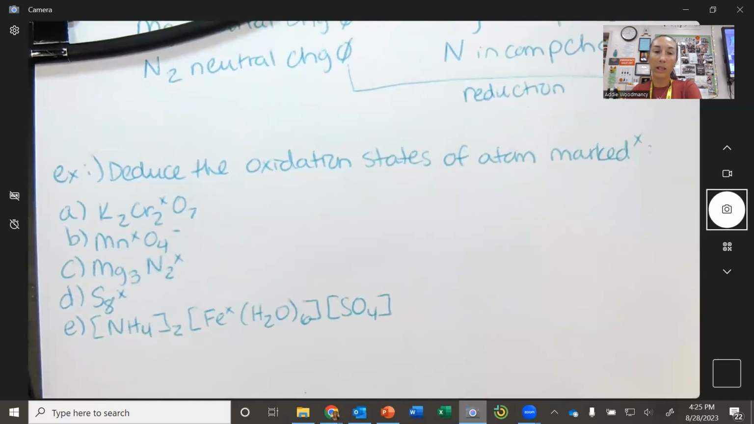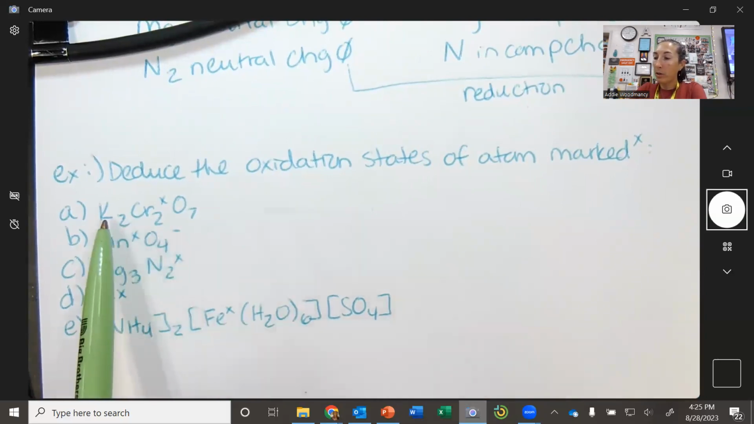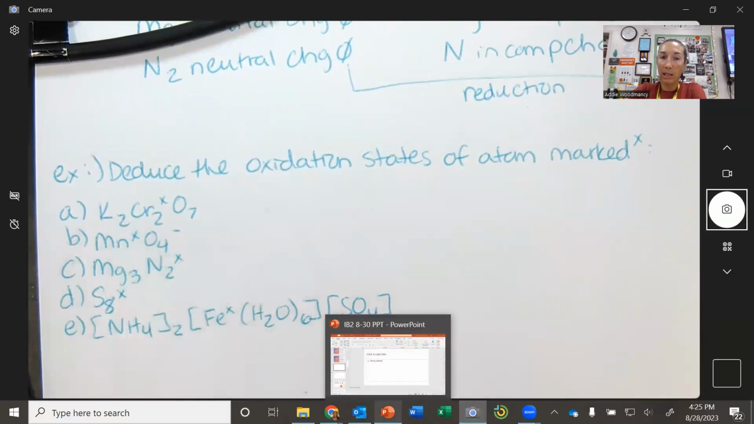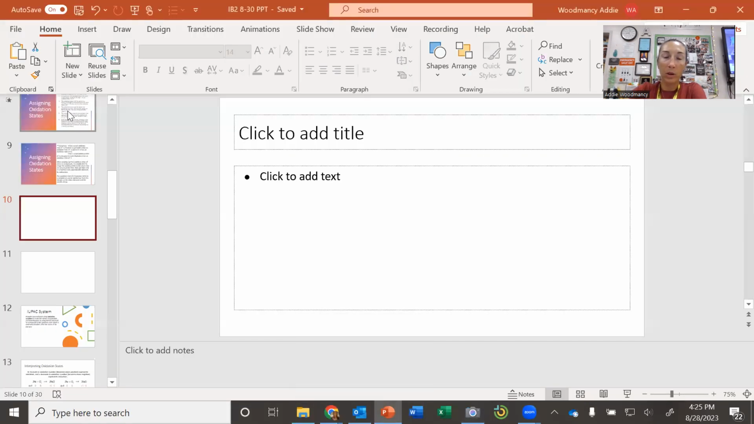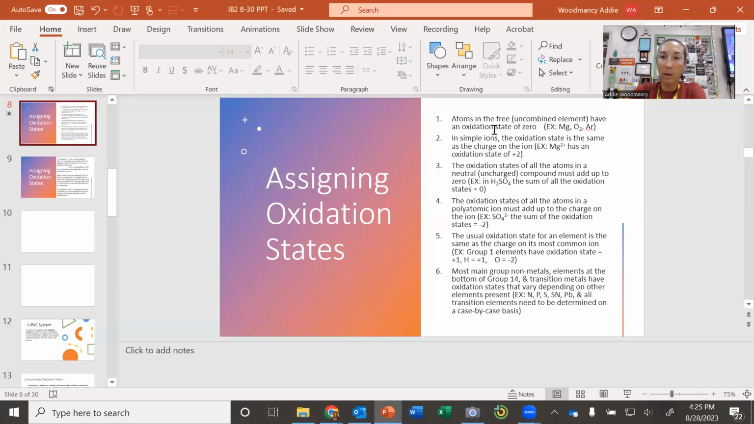Okay, so we're going to deduce the oxidation states of the atom marked X. Pause the video if you need more time to write down these example problems, and then whenever you're ready, press play. All right, so if we go back to our rules, we'll see that this is a compound. So that means that we're looking at rule number 3.